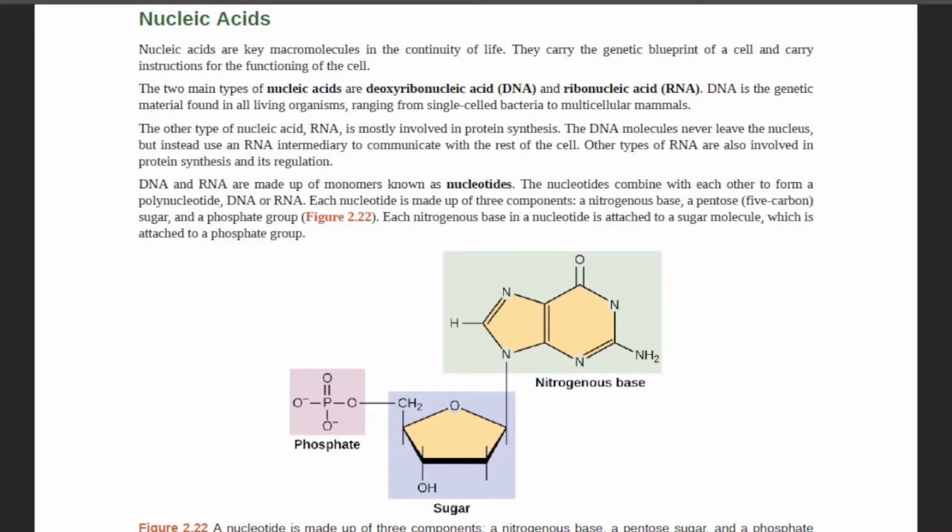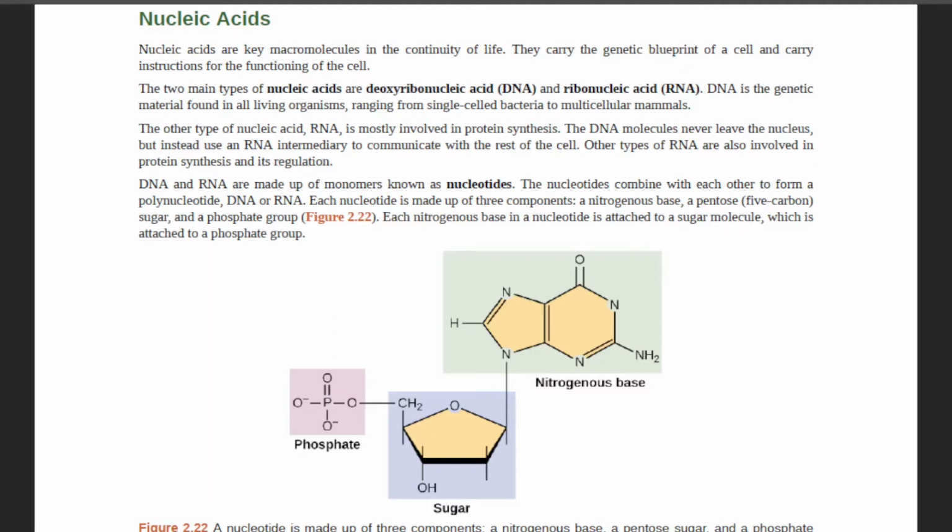DNA is genetic material found in all living organisms, ranging from single-celled bacteria to multicellular mammals. The other type of nucleic acid, RNA, is mostly involved in protein synthesis. The DNA molecules never leave the nucleus, but instead use an RNA intermediary to communicate with the rest of the cell. Other types of RNA are also involved in protein synthesis and its regulation.